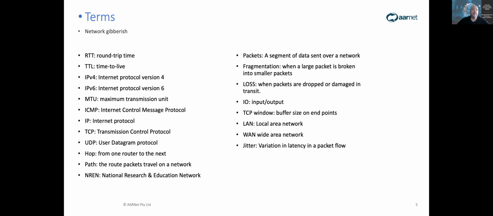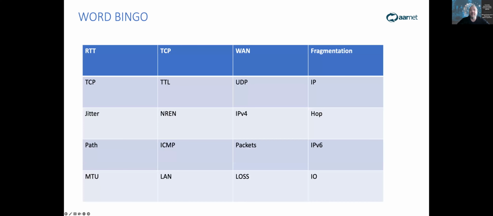There are these elements here, which are mainly around internet protocols, and networking terms like hop, path, NRENs, which is what AARNet is, packets, fragmentation, IO. So if you can try to memorize this slide right now, then we'll have a better time as we go through. Also, if you want to screen capture this, we've got a game of word bingo for you to play along with. As we go through the talk, you can look at these terms and mark down which ones you've got. So screen grab this now and you can play along at home.